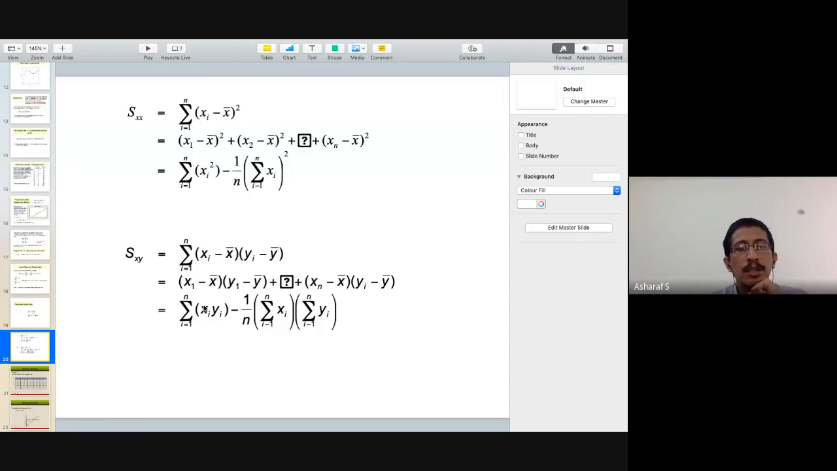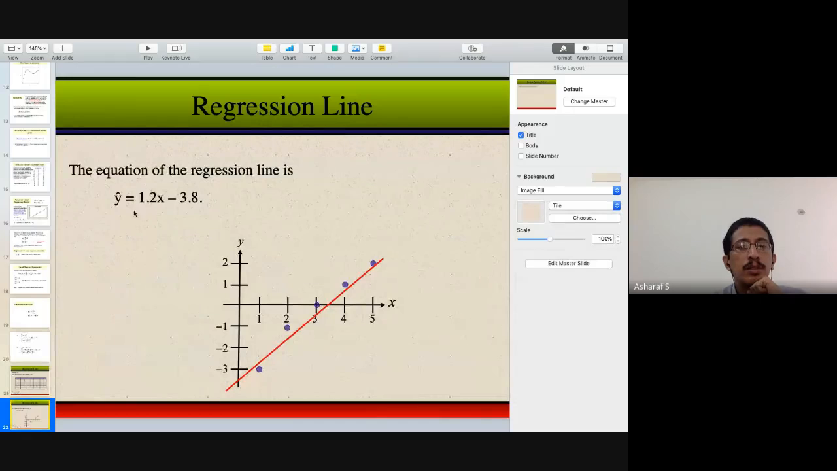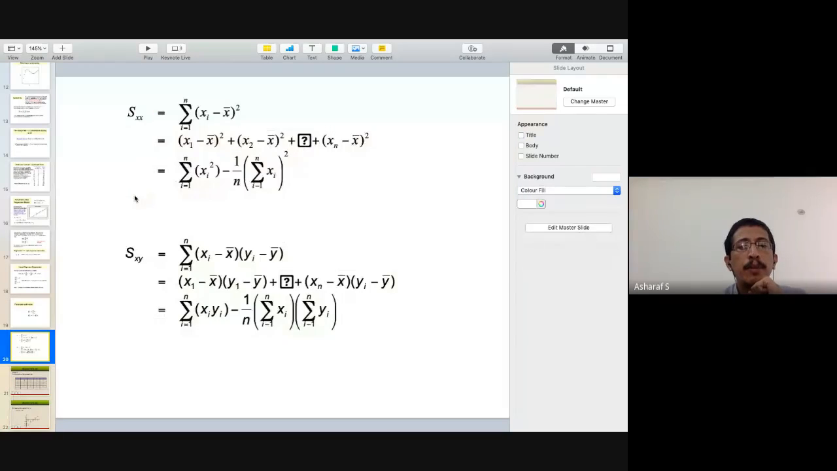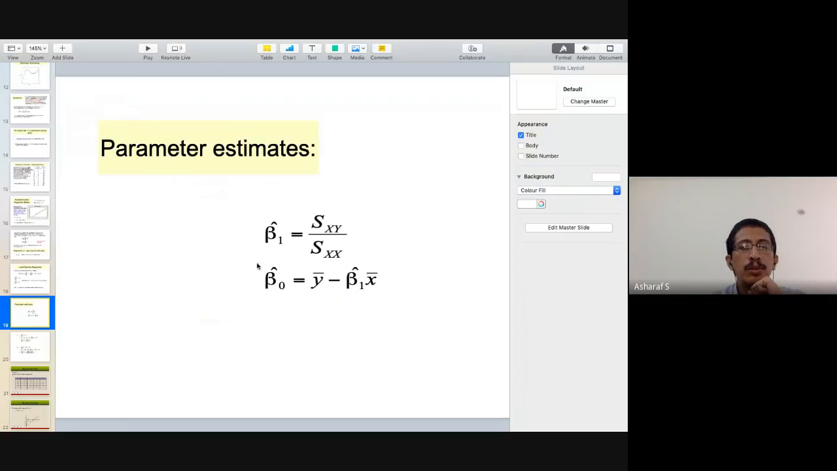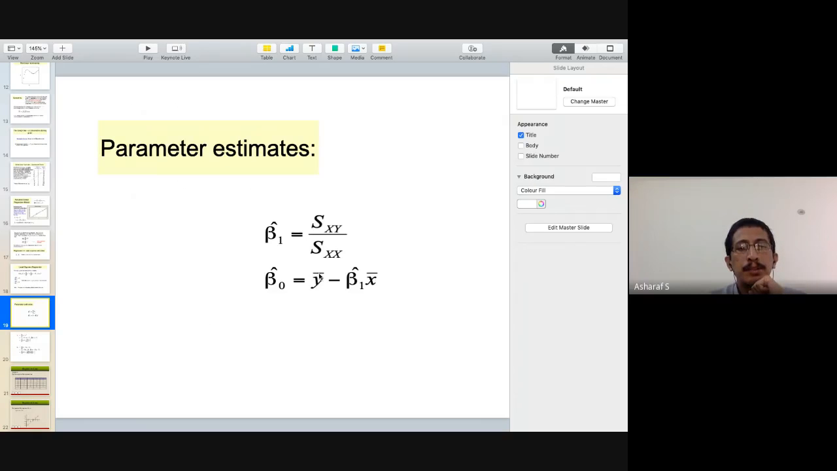What was the number we got here? This is 10 here, and this is 12 here. So beta 1 will be 12 by 10, so you get 1.2 here. Beta 1 will be 1.2. Then y bar minus beta 1 into x bar, where beta 1 is 1.2.